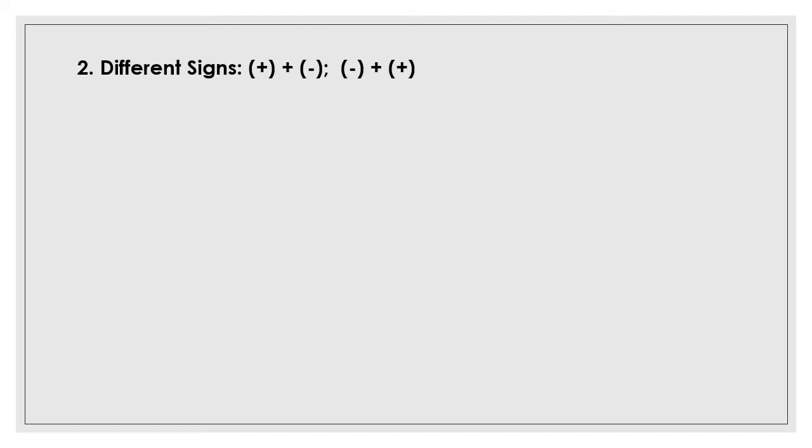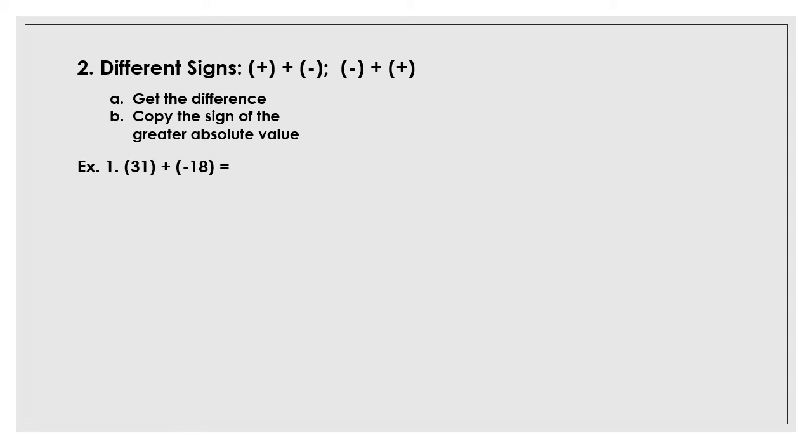So, we have another. Kung different signs naman, we get the difference and copy the sign of the greater absolute value. So, halimbawa, we have 31 plus negative 18. Yan. So, i-rename muna natin ang 31 as 18 plus 13. Bakit? Kasi we are going to get the difference. So, 31 minus 18. So, kailangan we get the additive inverse nitong negative 18, which is 18, para maging 0 yon. Okay? So, we have this.